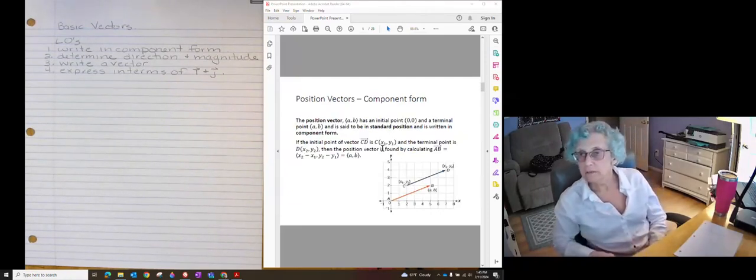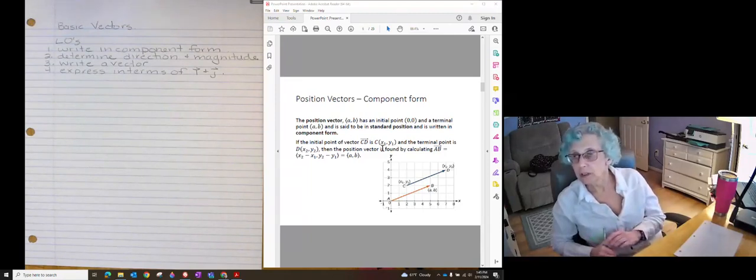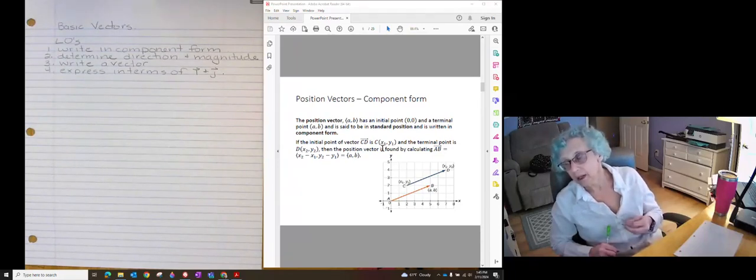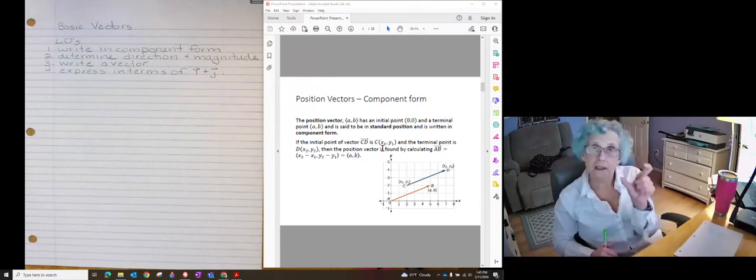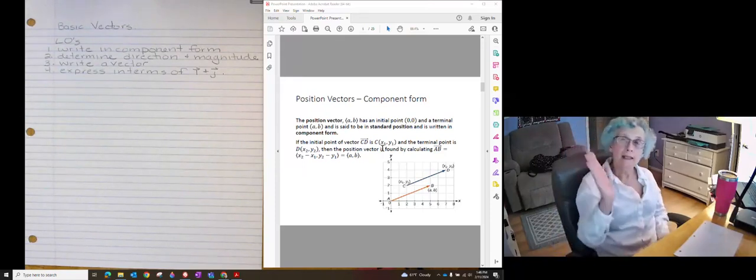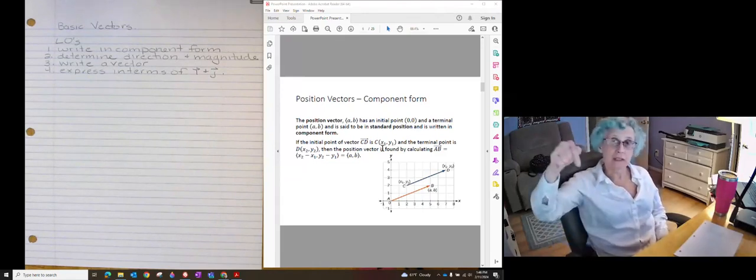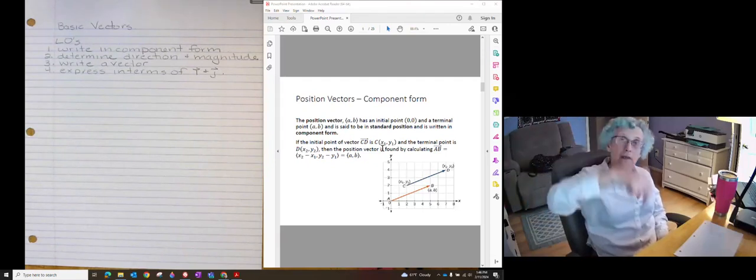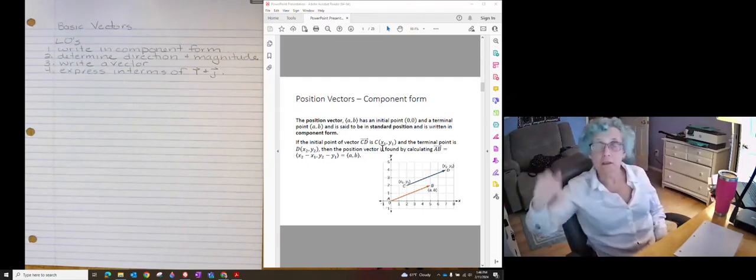So, a position vector has an initial point at the origin and its terminal point at the point (a, b). That's said to be in standard position, and it's written in component form. So the initial point of vector CD is (x1, y1), and D is (x2, y2). You find the position vector by calculating the distance between x2 and x1 and the distance between y2 and y1. And since direction matters, if it's going to be C to D, then you need to put the terms of D minus the terms of C.